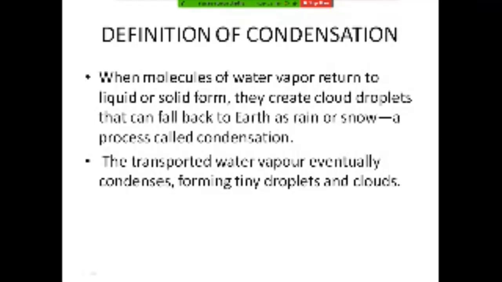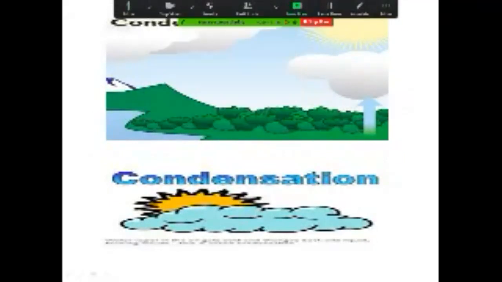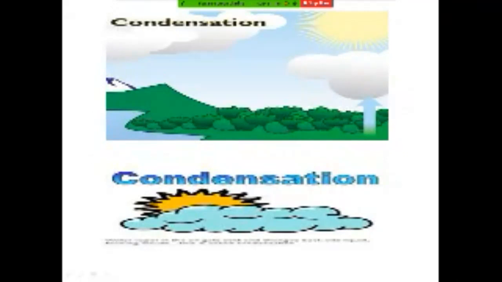In general, we say the transported water vapor eventually condenses, forming tiny droplets and clouds. So this is condensation. It means the water vapor is changing again back into water, in the form of liquid or solid. So this is the formation of the clouds, which we observe, because only when the clouds form do we get the rainfall.